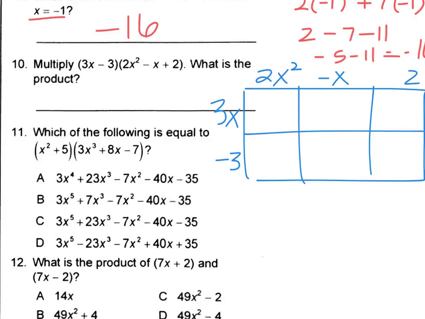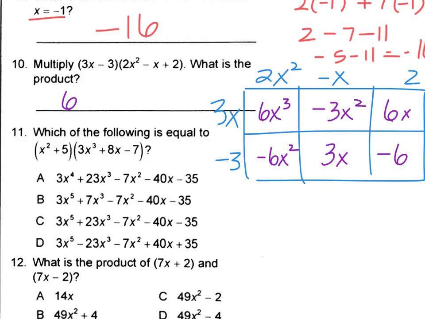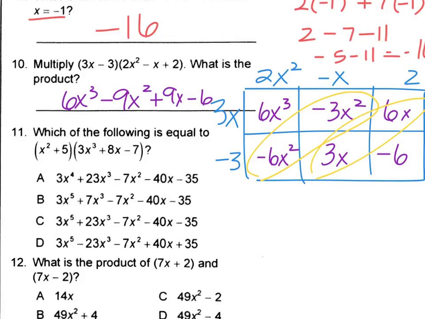So we're just going to multiply all that out. That's going to give me 6x to the third, -3x squared, 6x, -6x squared, +3x, and -6. And then we'll just combine like terms. And if you use the box, it's generally pretty easy to see which terms can go together. So I'm going to have 6x to the third. I see that I can combine these x squareds and those x's separately. So minus 9x squared plus 9x and minus 6 at the end. All right, that's going to be our answer.